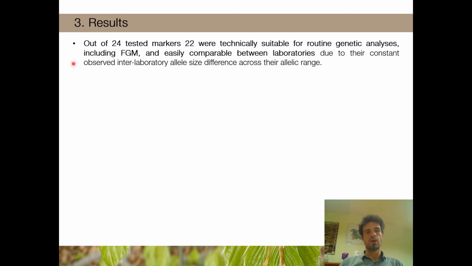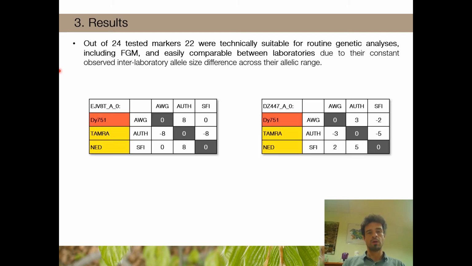Results? Out of 24 tested markers, 22 were technically suitable for routine genetic analysis, including forest genetic monitoring, and easily comparable between laboratories due to their constant observed interlaboratory allele size difference across their allelic range. This is an example of tables with such interlaboratory size differences.